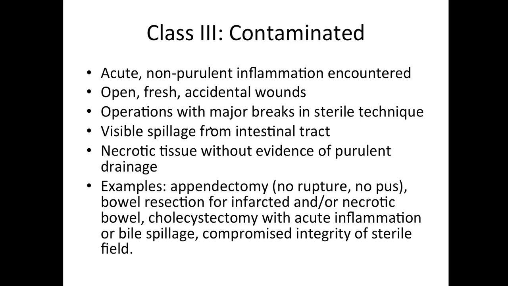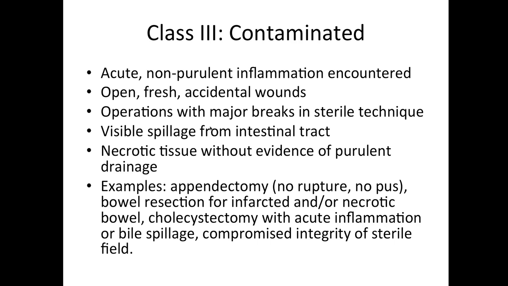And then we get to our class 3 or contaminated surgical wound classifications. At this point, we would see that there's acute or non-purulent inflammation encountered. You might not have heard that word purulent before, but if something is purulent, that means there's been some type of acute form of exudative inflammation, meaning the enzymes are going to produce white blood cells to liquefy the affected tissues and create pus. So we're not seeing pus at this point. The wound is also open and fresh. It could be an accidental wound.